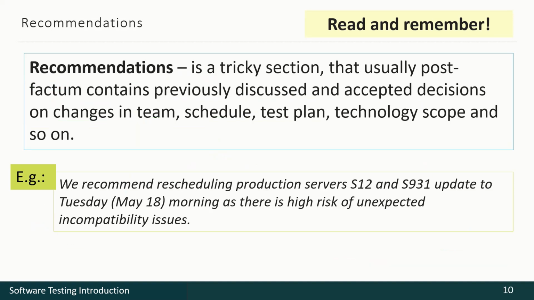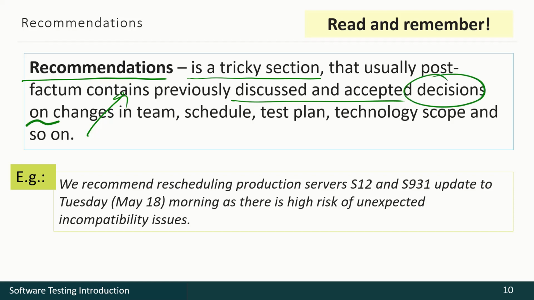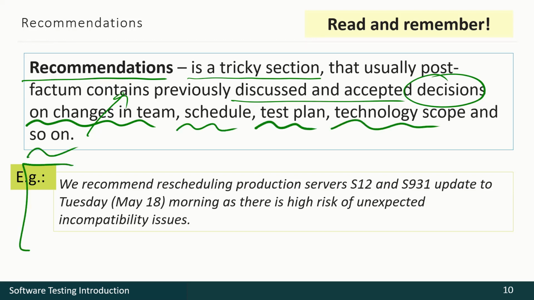The recommendation section is one of the most tricky indeed. It usually contains some previously discussed and already approved decisions. Something like changes in the team, the schedule, the test plan, the technology scope, and so on. So here's just a quick example.